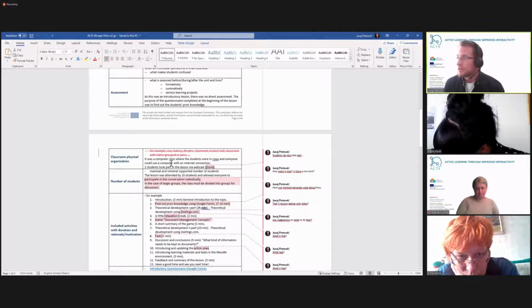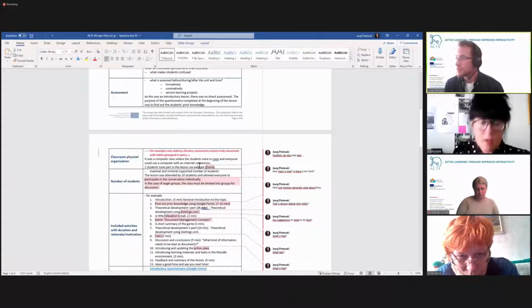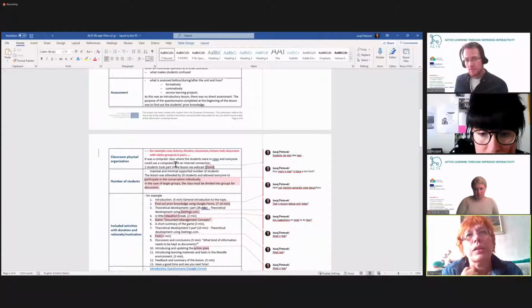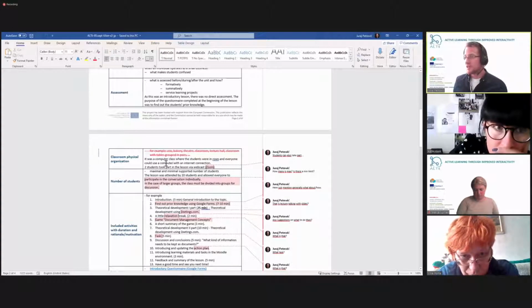Okay, then you have the physical classroom organization: a computer class where the students were in rows and everyone could use a computer with their internet connection. Does it have to be a computer, or can it be a smartphone or another device? This can be a smartphone. Okay, so if you can just add that here.